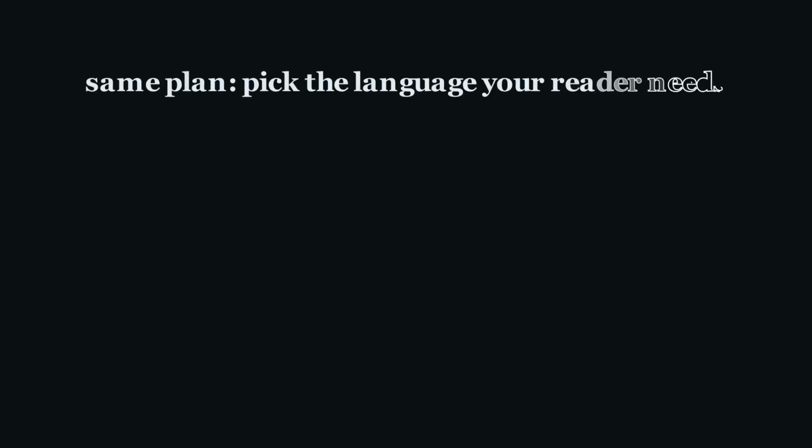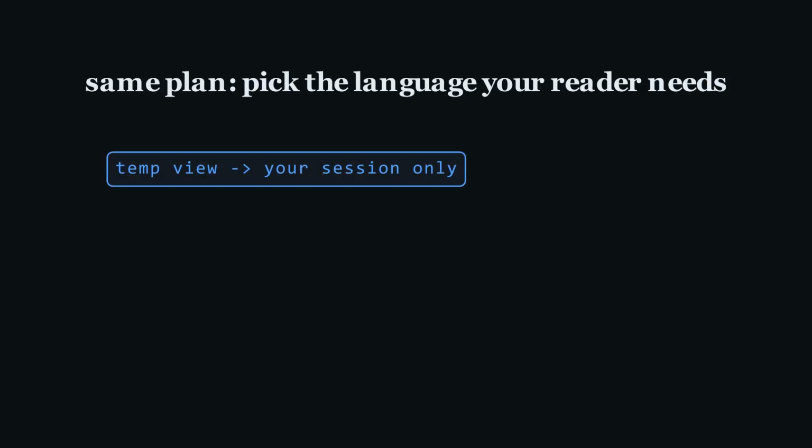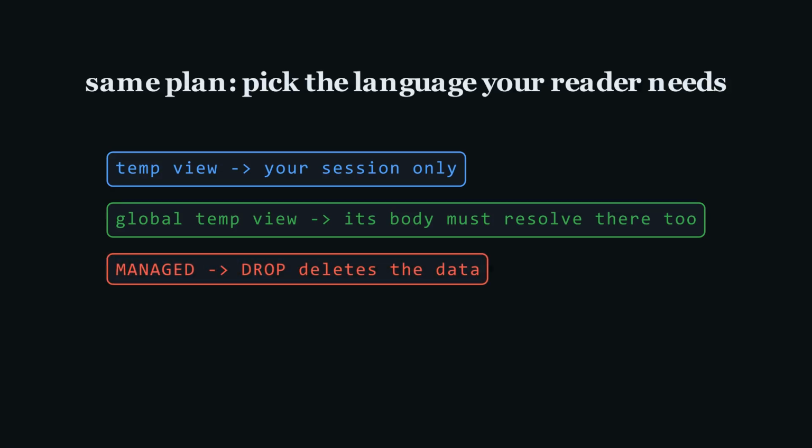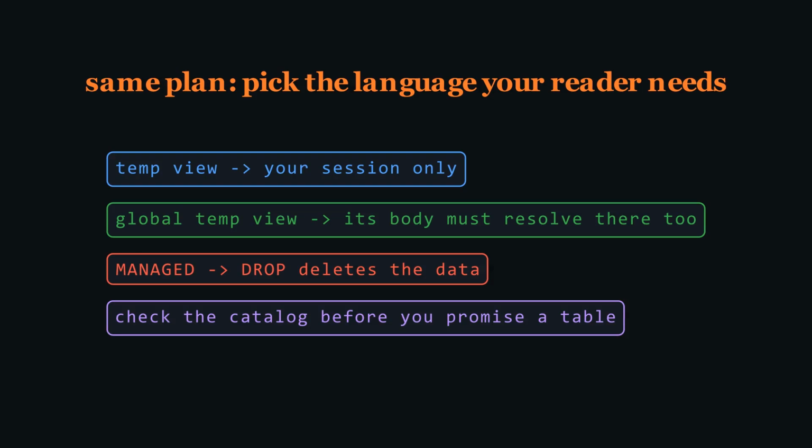So here's the rule. Same plan means you pick the language your reader needs, not the one you think is faster. Temp view for your own session, global temp view when another session needs it. And make sure what that view reads still resolves over there, because a session local name will not. Managed table when Spark owns the data, external when something else does, because drop means different things to each. And check your catalog before you promise anyone the table will still be there.